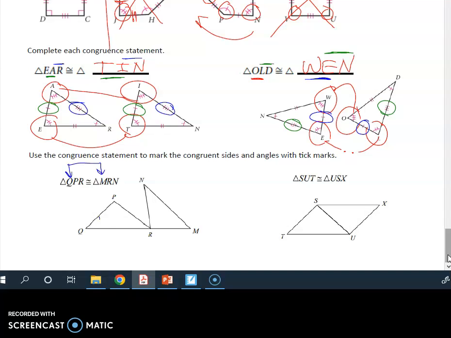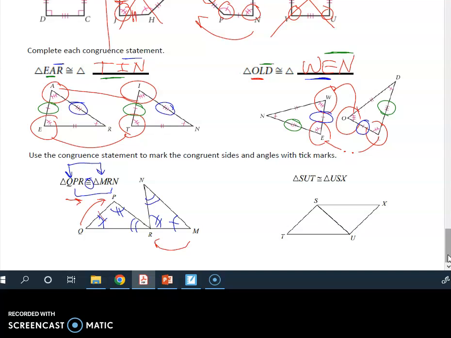So Q and M are the first letters, so that means those angles are congruent to each other since the shape is congruent. And then P and R being the second letters, P in the first triangle and R in the second triangle, would be the same. And then R in the first triangle and N in the second triangle would have the same markings. If I start at Q and go to P then R, we're going clockwise. For the second triangle, I'm going M to R to N, also clockwise.